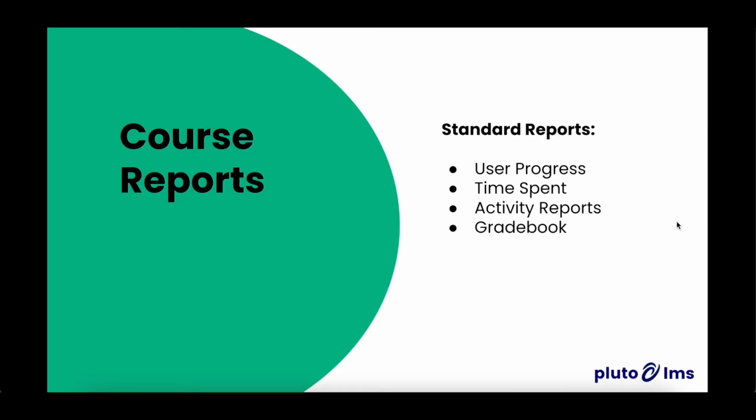Perfect. Now moving on to course reports. So some of the standard reports that we offer within Pluto LMS at a course level is being able to track the user progress, seeing how much time they're spending in your course. You can also view activity reports, and finally the gradebook. We won't cover the gradebook and all of the activity reports in this webinar for the purposes of time. This will be covered in a future webinar. We'll just cover user progress, time spent, and a sample of an activity report today.